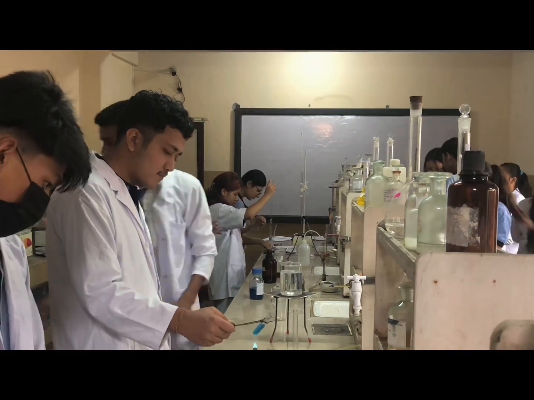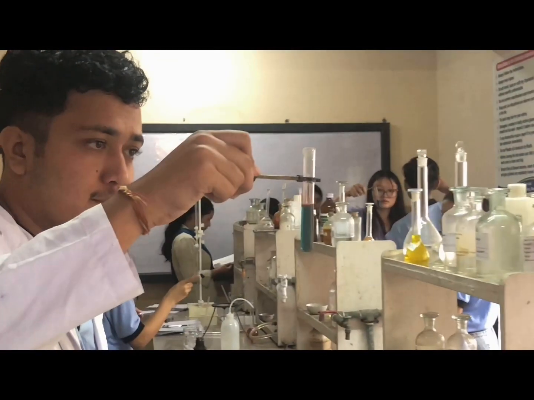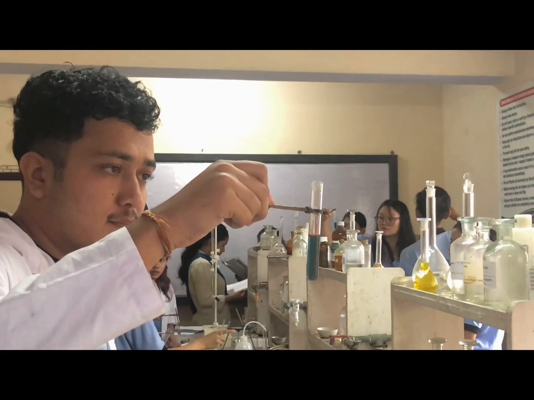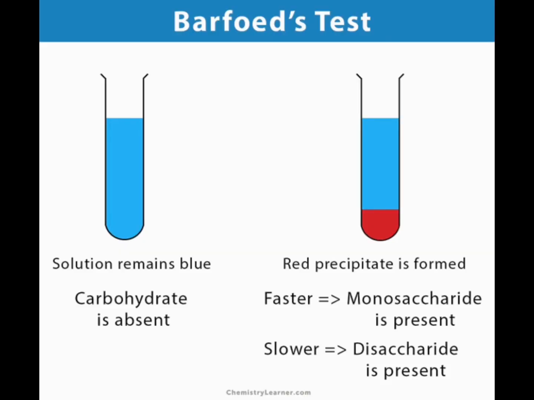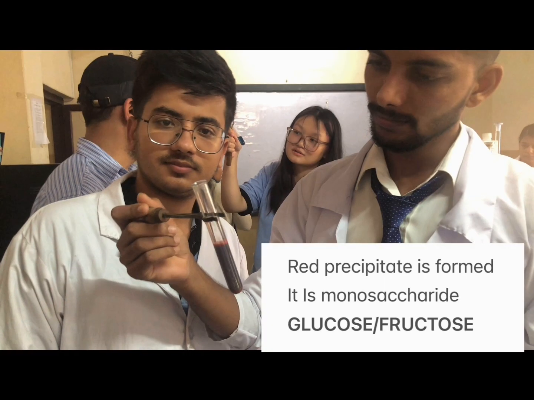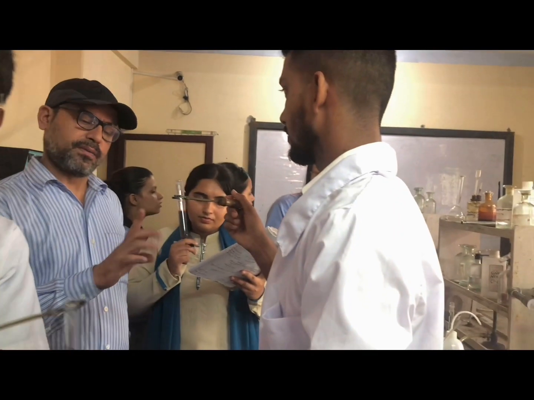And observe the color. If the solution forms a red precipitate, then the sample is a monosaccharide, that is glucose or fructose. We see a red precipitate formed, so our sample is a monosaccharide, glucose or fructose.